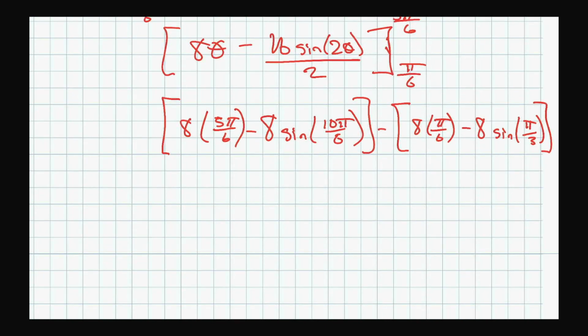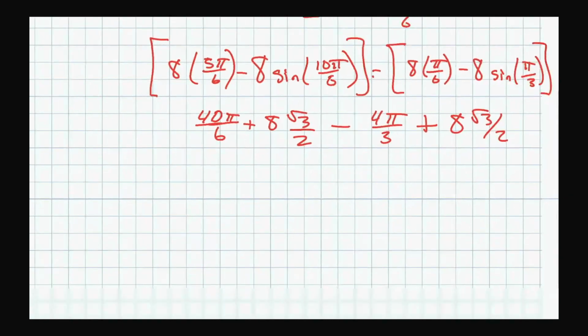All right, so let's do these. We have 8 times 5 pi over 6, that's 40 pi over 6, minus sine 10 pi over 6. I'm going to do this on the calculator because I'm lazy and my brain is bad. Sine 10 pi over 6 is negative root 3 over 2 times 8. That'll make it a plus 8 root 3 over 2. And then we're going to distribute the minus. 8 over 6 is 4/3, so 4/3 pi. And then minus and minus will be a plus, and then sine of pi over 3. Well, what's sine pi over 3? Root 3 over 2. So 8 root 3 over 2.